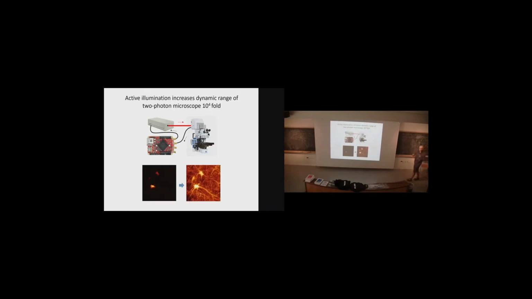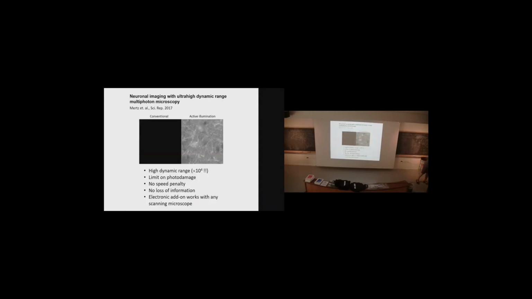But if you do this feedback thing, in the same time, without losing any time, you can get this kind of image. You can see, and you haven't saturated. You're still not saturating here, but now you can see a lot more structure in your sample. So you can increase the dynamic range of your imaging. This is a Z-stack. You go from this type of imaging to this type of imaging with basically no loss of information, no speed penalty. It's a win-win situation. And I would argue that most people want this kind of imaging rather than this kind of imaging.